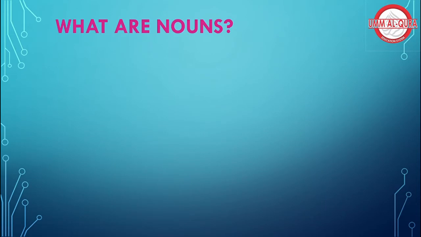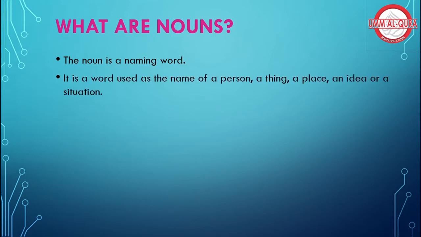I'm going to begin with a question. What are nouns? You have always read that a noun is a naming word. There are many things that exist in this world and everything has to have a name, right? You need to give everything a name to refer to it, to call it, okay? So, a noun is a word used as a name of a person, a thing, a place, an idea, or a situation. Everything in this world that has a physical existence or that is imaginary needs to have a name.